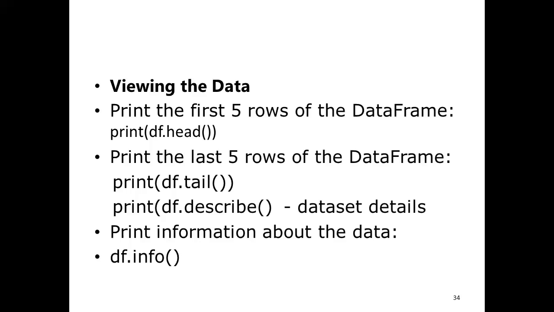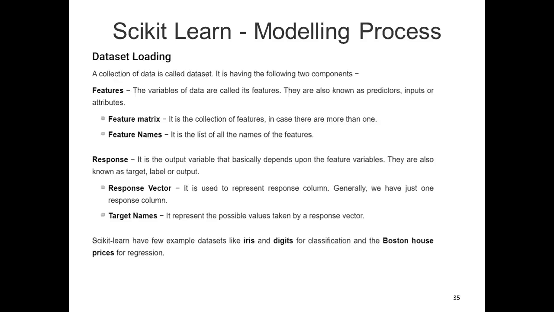A data frame supports many functions. Head is one of the functions to show rows. If you don't specify anything, by default it displays 5 rows. For the last 5 rows, you can use the tail function. Then you can use the describe method to display the data set details. And if you want to see the information about the data, you can use info.